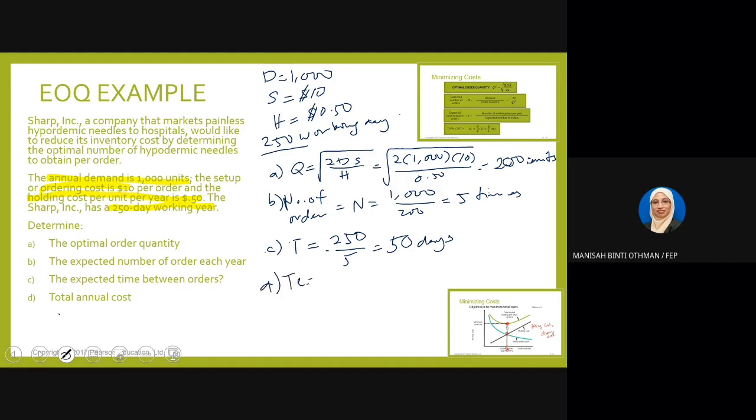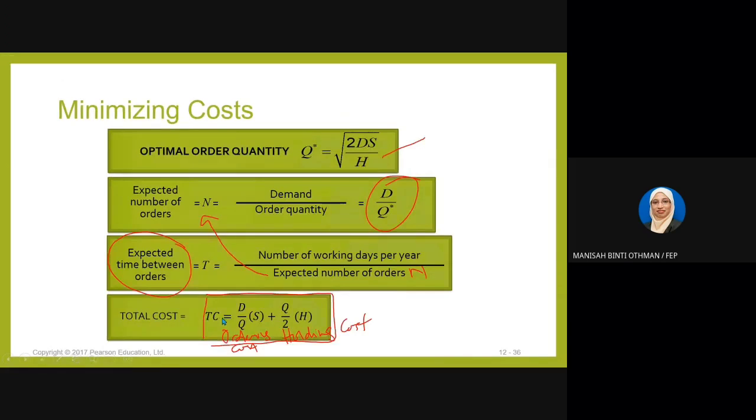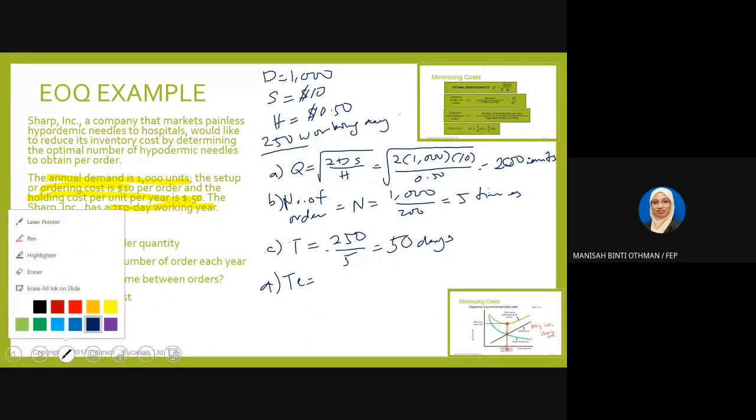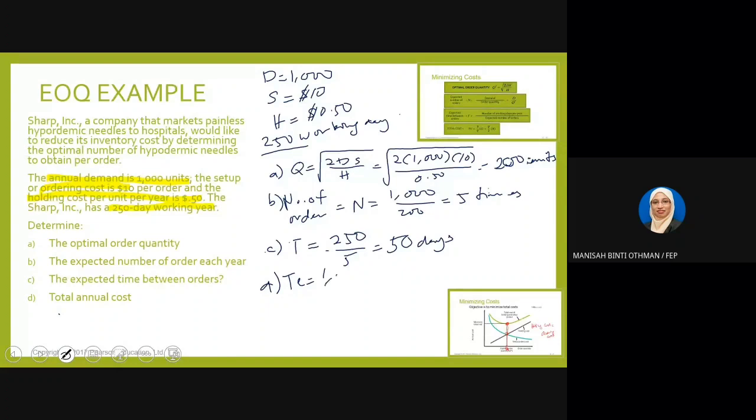And then D is total cost. TC equals, what is the formula for TC? TC, total cost, equals D divided by Q times S plus Q divided by 2 times H. So D demand is 1,000. 1,000 divided by 200 times S, $10, plus 200 divided by 2 times 0.5. What I want you to do, please calculate this and this first. Give me the value for this one and the value for this one.